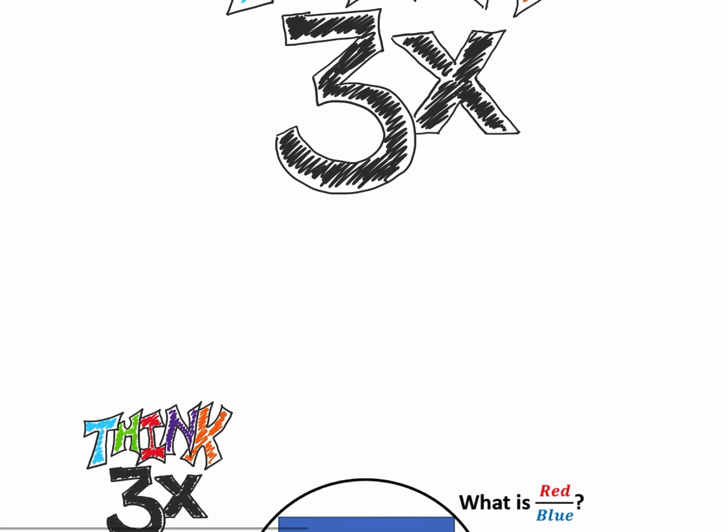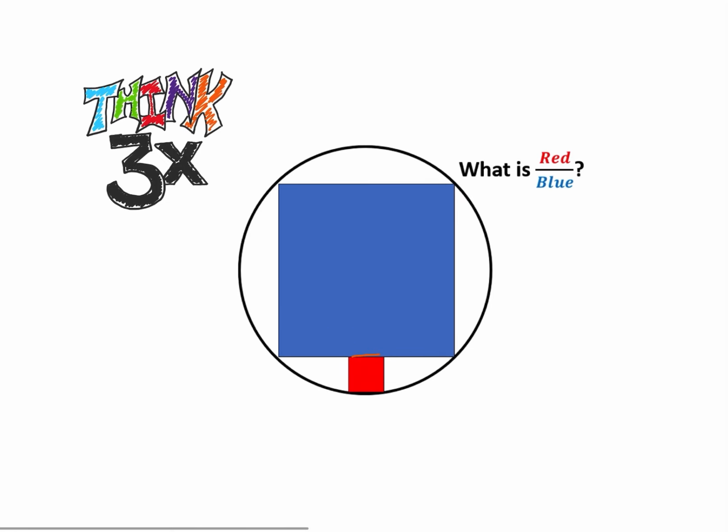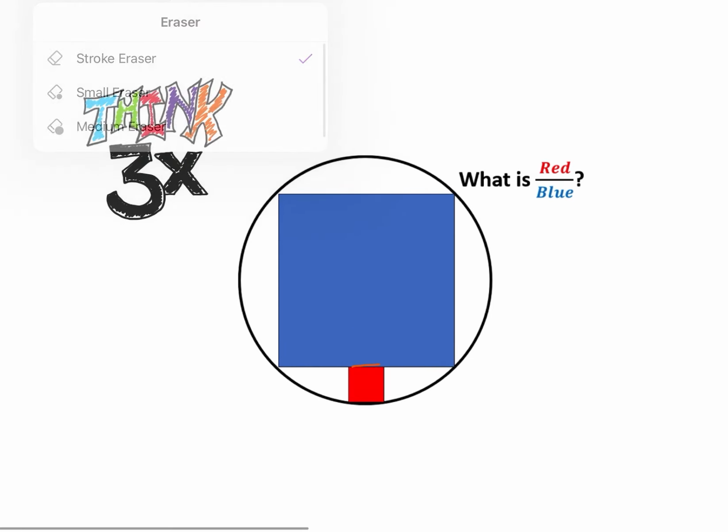Today we're going to be solving a fun little geometry problem. So we have a circle, and inscribed in this circle is a square, a blue square, and that blue square intersects our circle at the four corners. So it's perfectly inscribed in there.